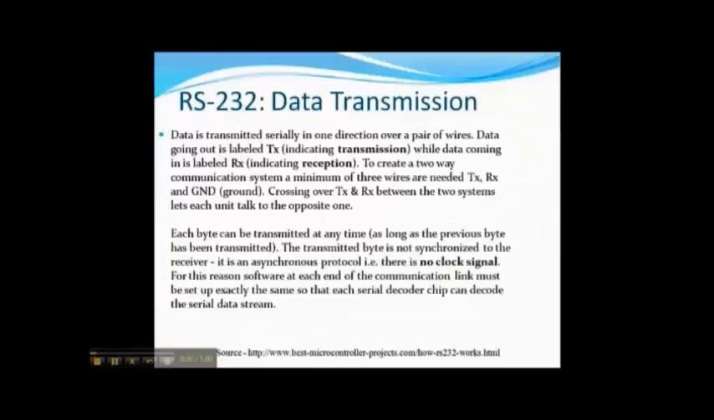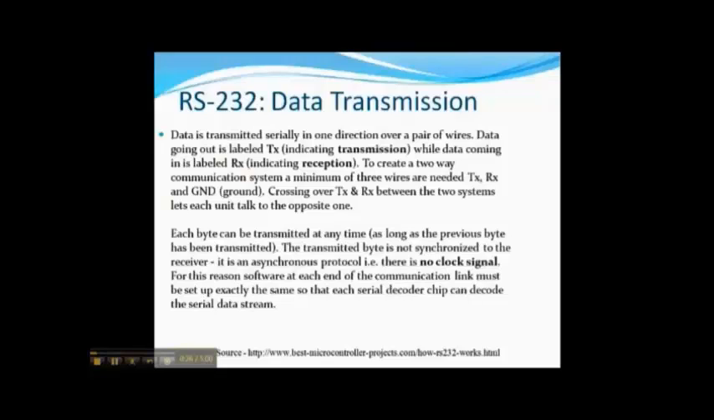RS-232 data transmission. Data is transmitted serially in one direction over a pair of wires. Data going out is labeled TX, indicating transmission, while data coming in is labeled RX, indicating reception. To create a two-way communication system, a minimum of three wires are needed: TX, RX and ground. Crossing over TX and RX between the two systems lets each unit talk to the opposite one.